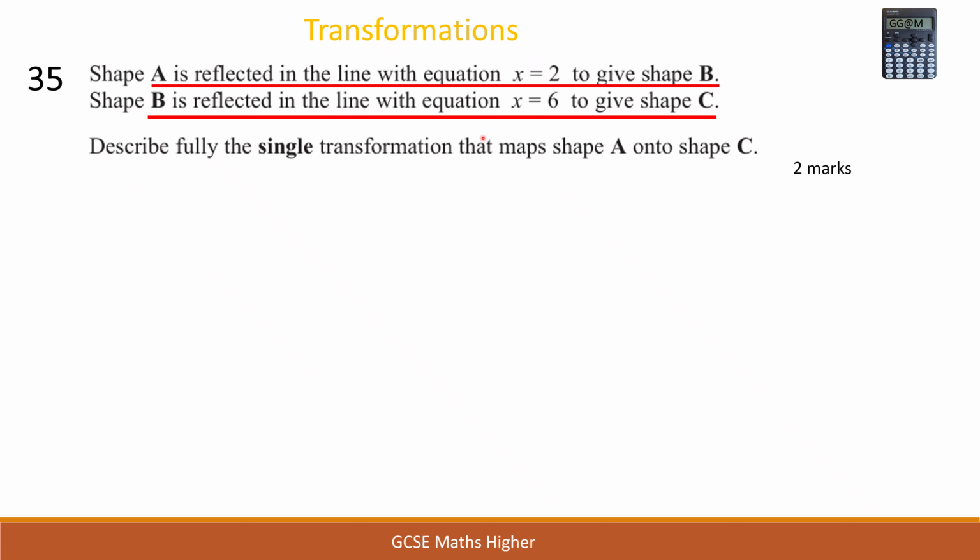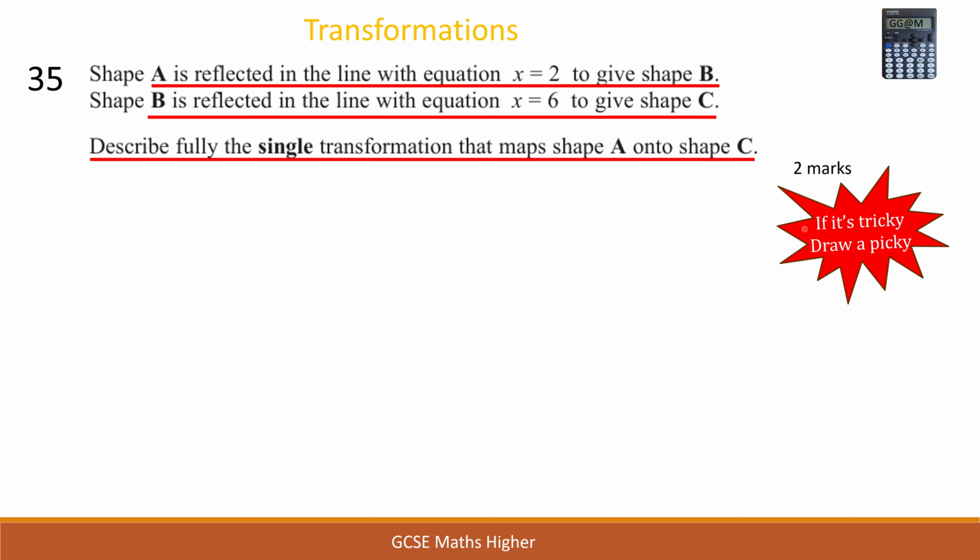Then B is reflected in the line x equals 6. So again, on the same diagram, show what happens when it goes in the line x equals 6. And this gives shape C. You've got to describe the single transformation that goes from A to C. Now, without a diagram, this is very, very tricky.